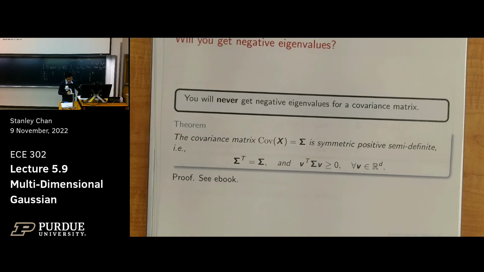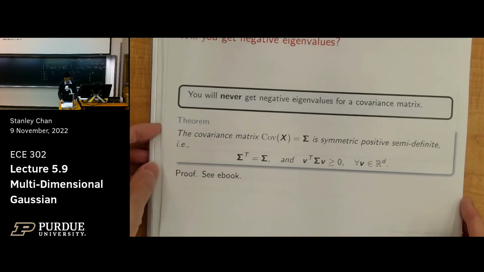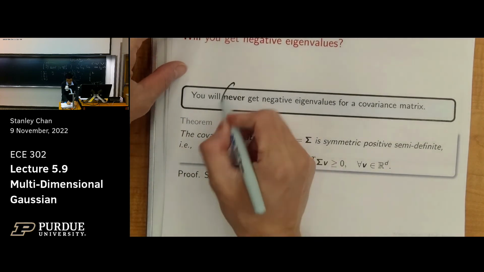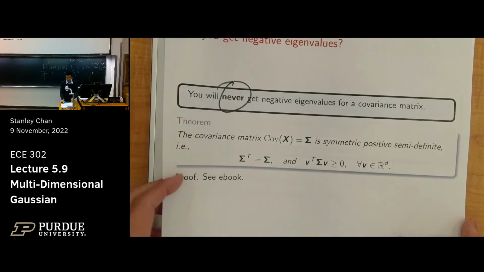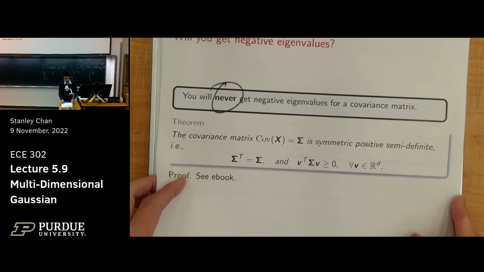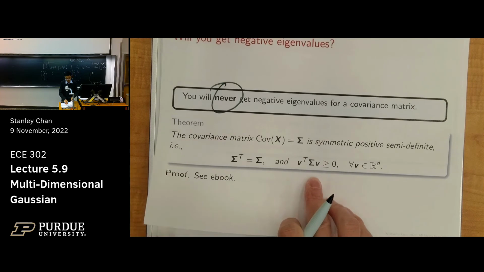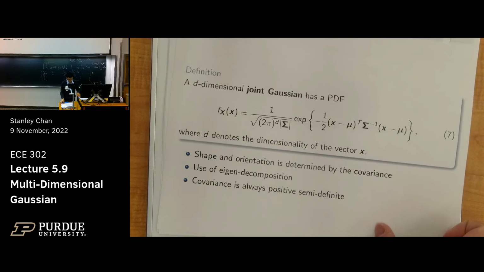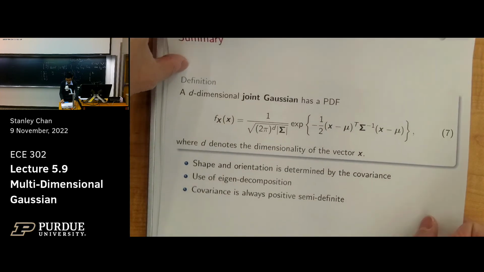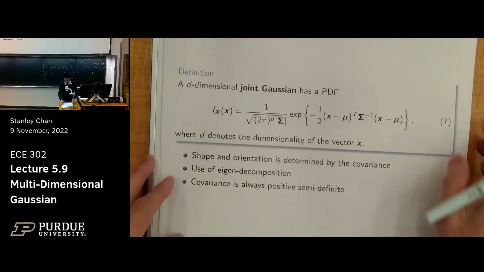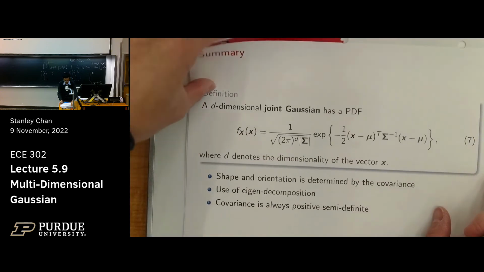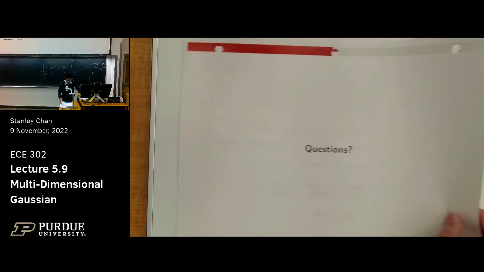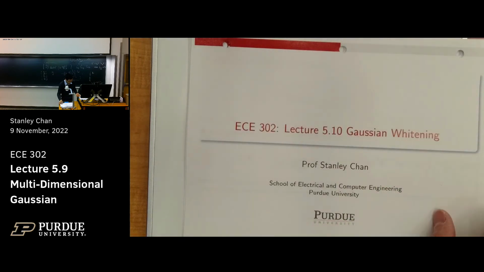Okay, so will you get negative eigenvalues? You will never get negative eigenvalues. If you ever get negative eigenvalues for a covariance matrix, you're wrong. Okay, so this sort of summarizes the Gaussian PDF. Now I want to talk about something, not this lecture.